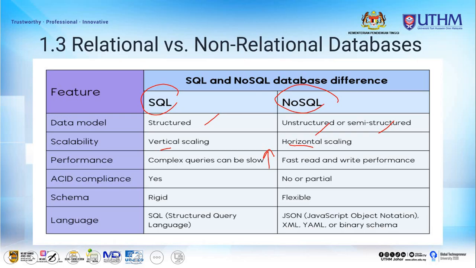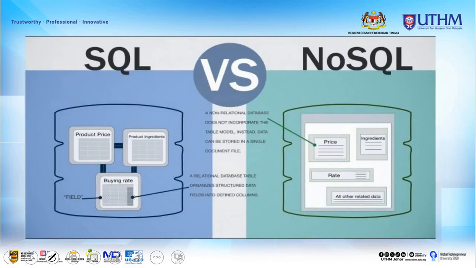SQL works based on ACID, while NoSQL is not related to it, or only partially complies with ACID. The SQL schema is very rigid and the NoSQL schema is very flexible. The language we utilize for SQL is obviously SQL, but for NoSQL it is JavaScript Object Notation, JSON, or XML. If you learn about HTML, there is a chapter where you will learn about XML, extensible markup language. How does extensible markup language look? It looks like this.